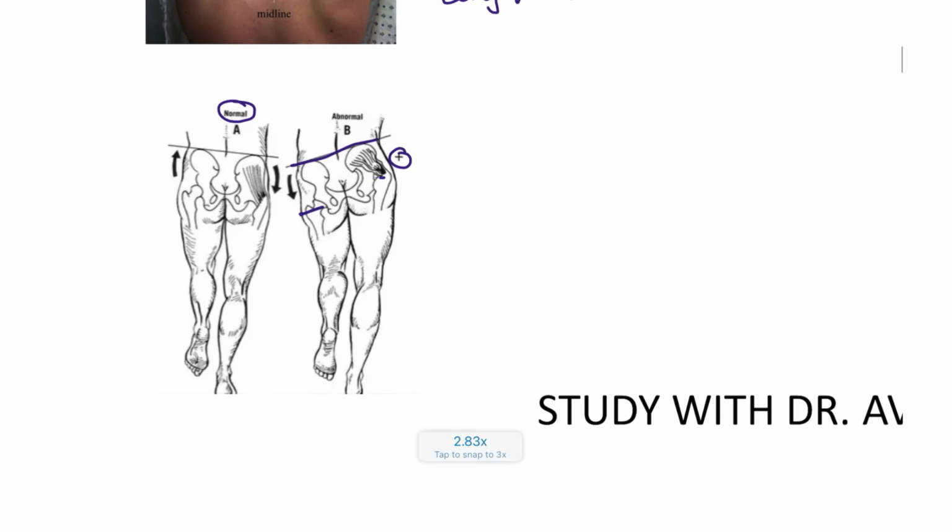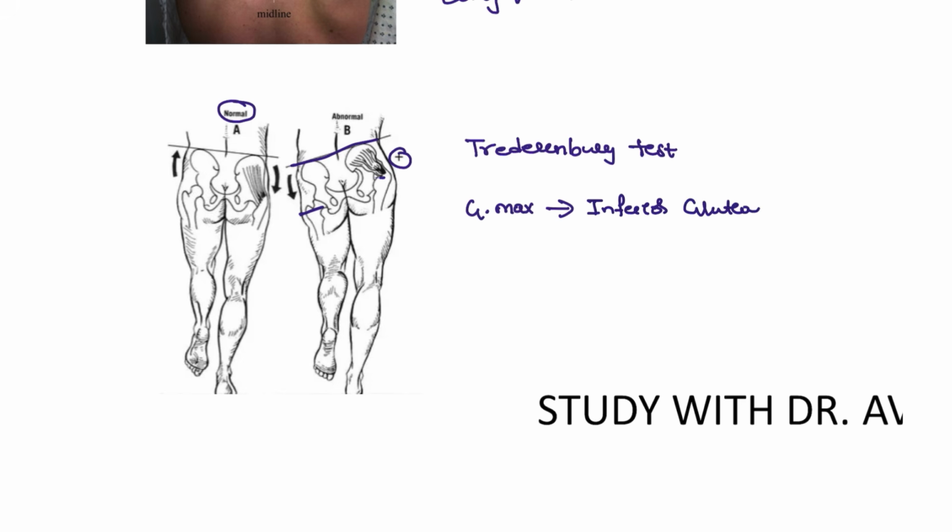Okay, it is going to tilt on the normal side. This test is known as a Trendelenburg test. What are the nerves that are involved? If it is the gluteus maximus, this is due to the nerve that is supplying here, the inferior gluteal nerve.